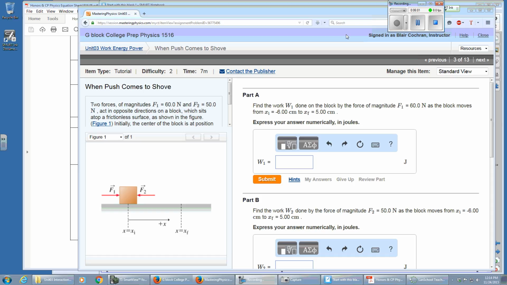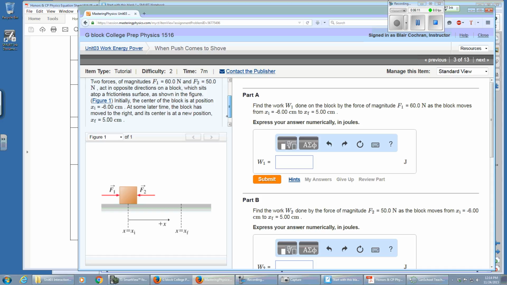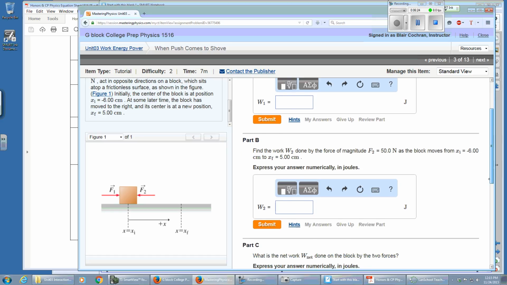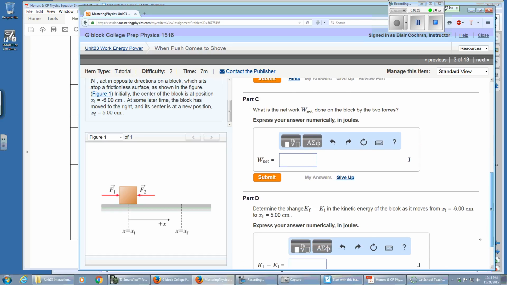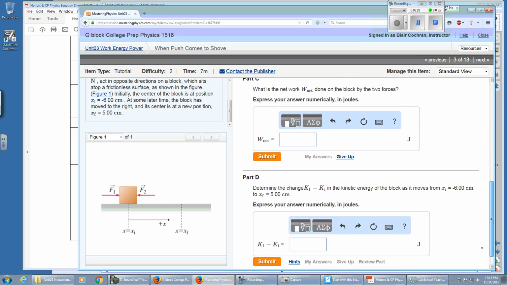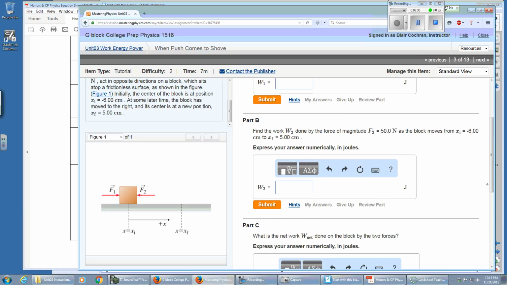Two forces of these magnitudes act in opposite directions on a block on the surface shown in this figure. Initially the block is centered at a position. Some time later the block moves to the right to a new position. Find the work 1 done on the block by the force of the first magnitude. Find the work 2. Find the net work. Determine the change in kinetic energy. Okay.